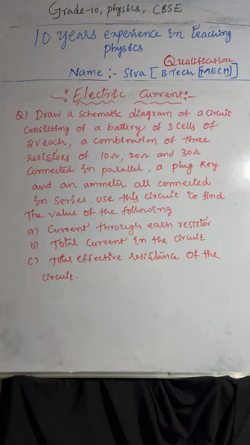Draw a schematic diagram of a circuit consisting of a battery of 3 cells of 2 volts each, a combination of 3 resistors 10 ohm, 20 ohm, 30 ohm connected in parallel, a plug key and an ammeter all connected in series. Use this circuit to find the current through each resistor, the total current in the circuit, and the total effective resistance of the circuit. So first of all, identify the question. Check once here.